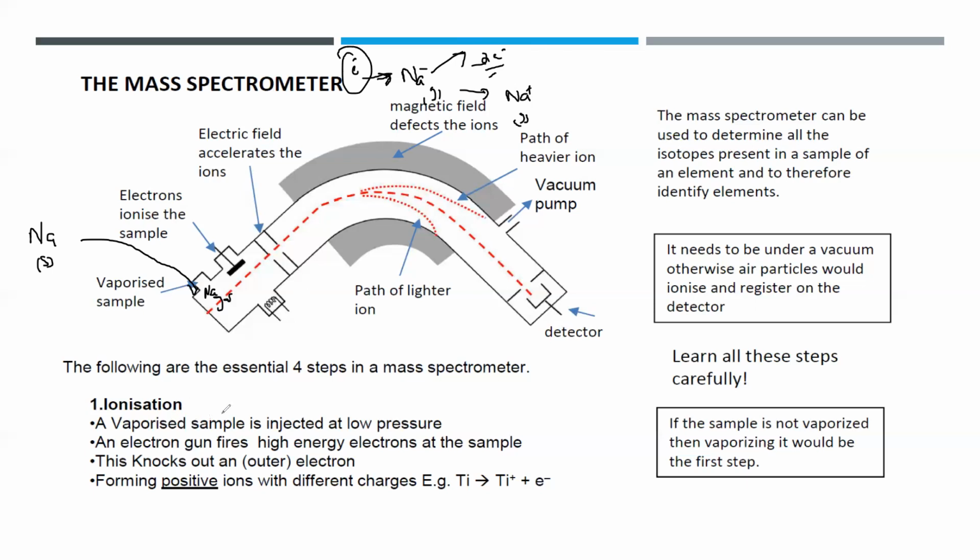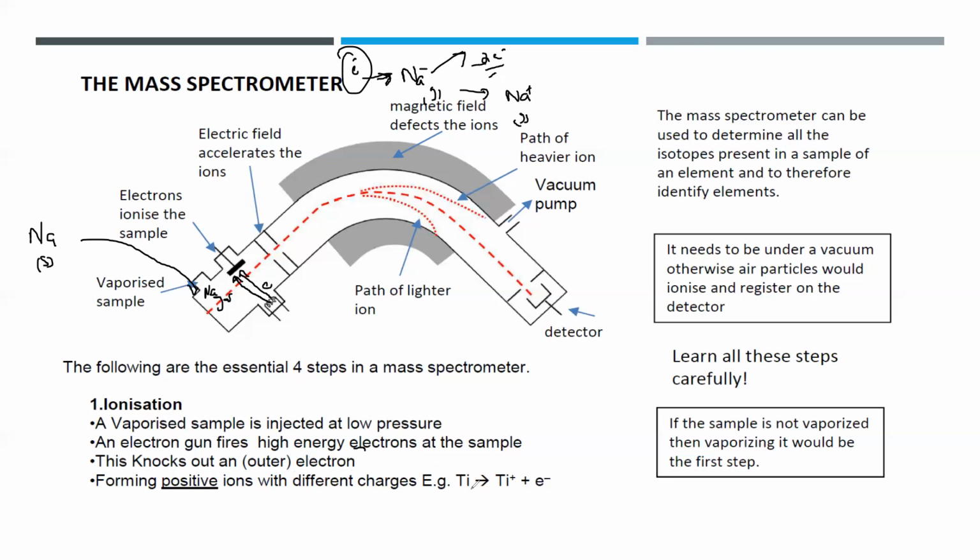And how is it done? The vaporized sample is injected at a low pressure. Then an electron gun fires high energy electrons. So this is the electron gun, and it will fire the high energy electrons. These electrons knock out the outer electrons, and it will form a positive ion.